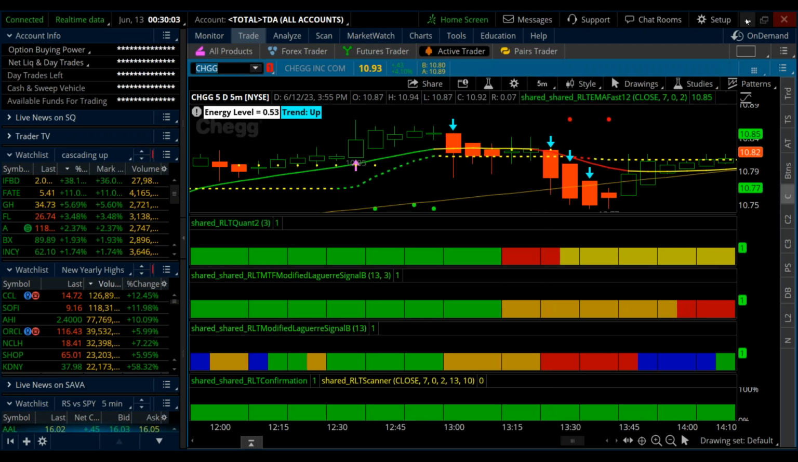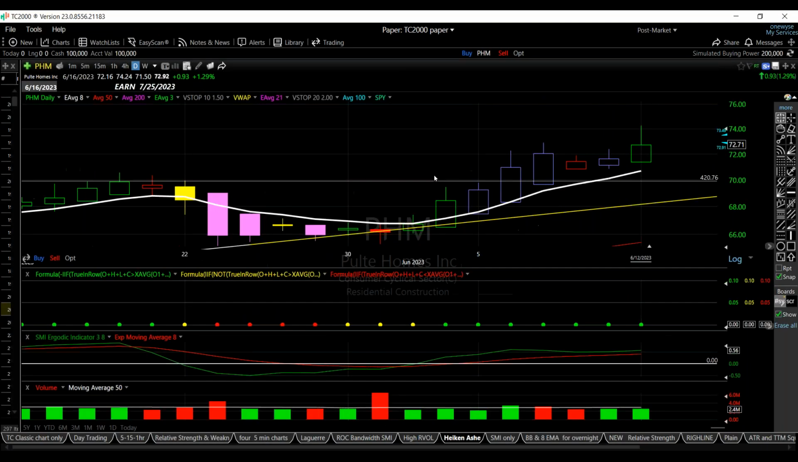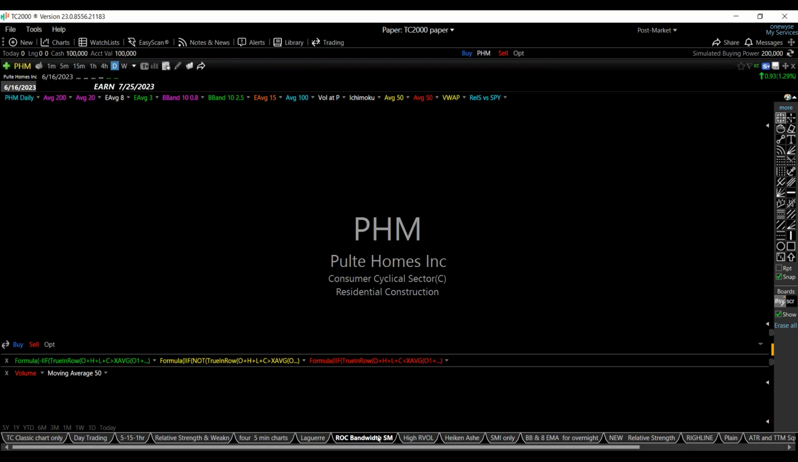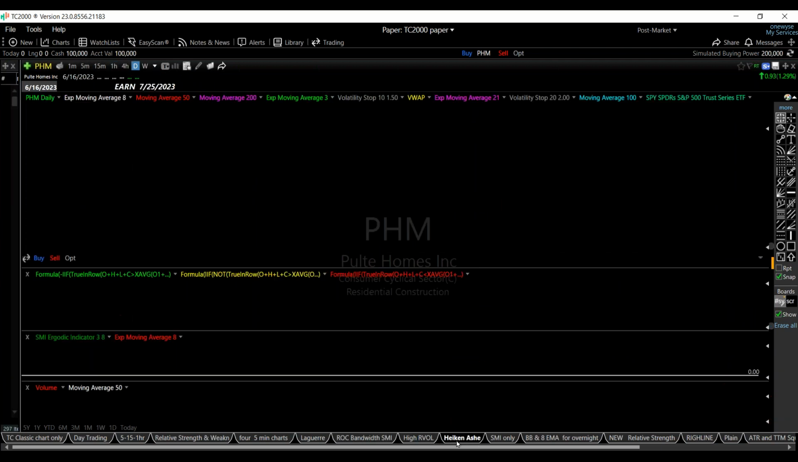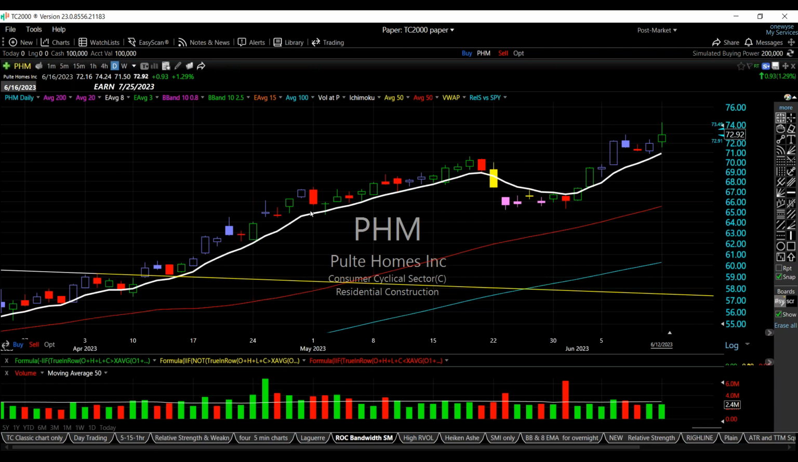I'm going to show you some on TC2000 on the daily chart. All right, so this is TC2000 over here, and I have some scans on TC2000 that I use. I'm going to be looking at the Heiken Ashi right here. Here's my regular chart. Here's my Heiken Ashi chart. All right, so look at the difference. All right, here's Pulte Homes. You can see the herky-jerky motion here, the dropping around.